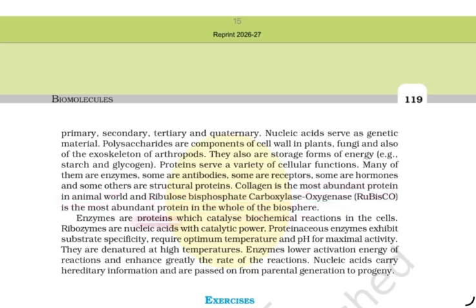Enzymes are proteins that catalyze chemical reactions in cells. Ribozymes are nucleic acids that have catalytic power. Proteinaceous enzymes exhibit substrate specificity and require an optimum temperature and pH for maximum activity. They denature at higher temperatures. Enzymes lower the activation energy of a reaction and greatly enhance the rate of reactions. Nucleic acids carry hereditary information and pass it from parents to the next generations.